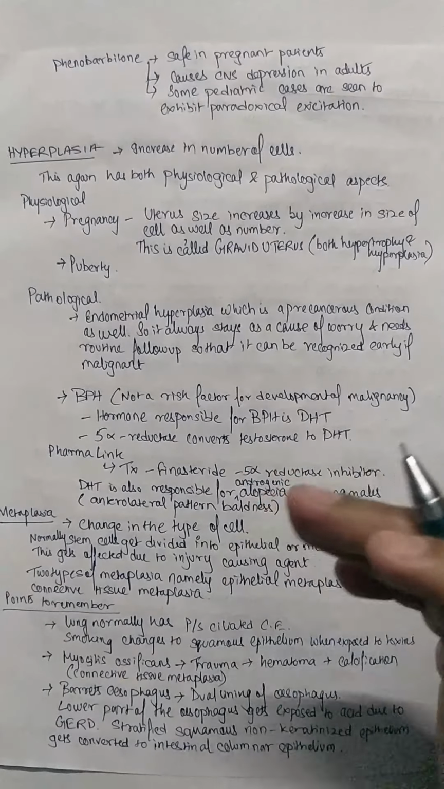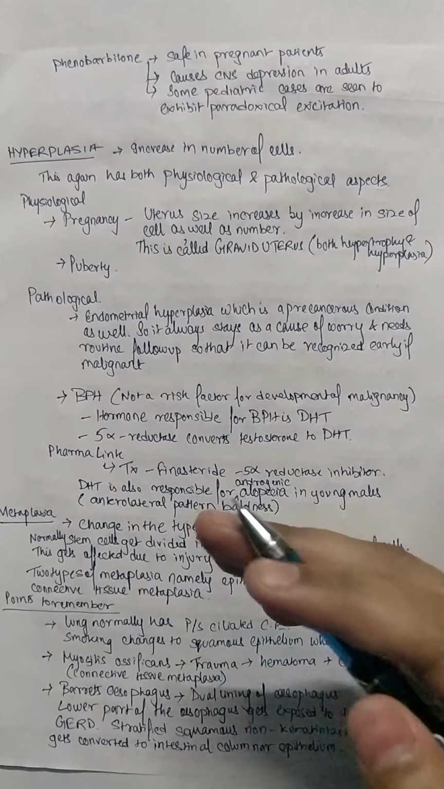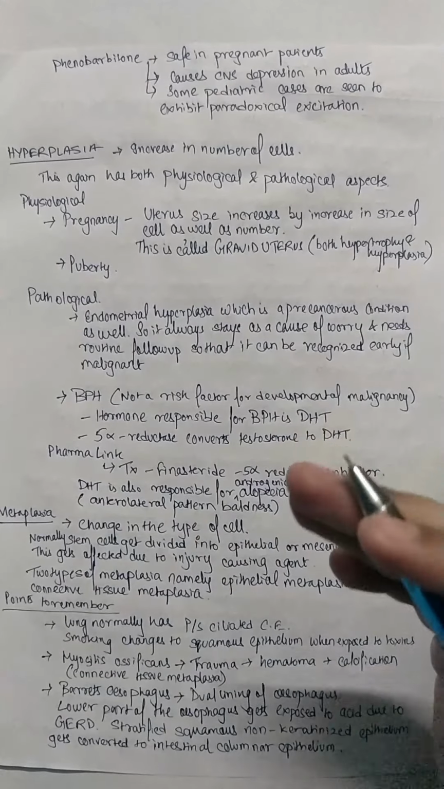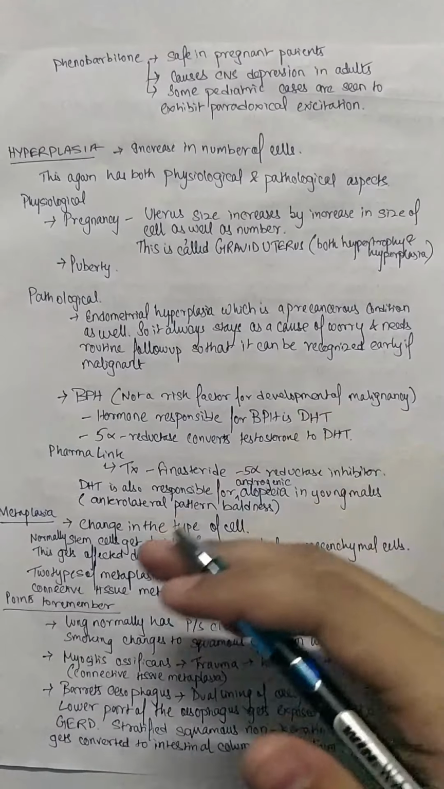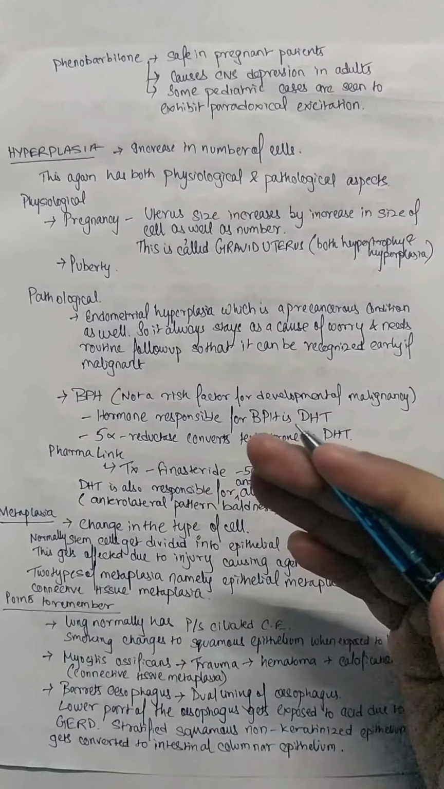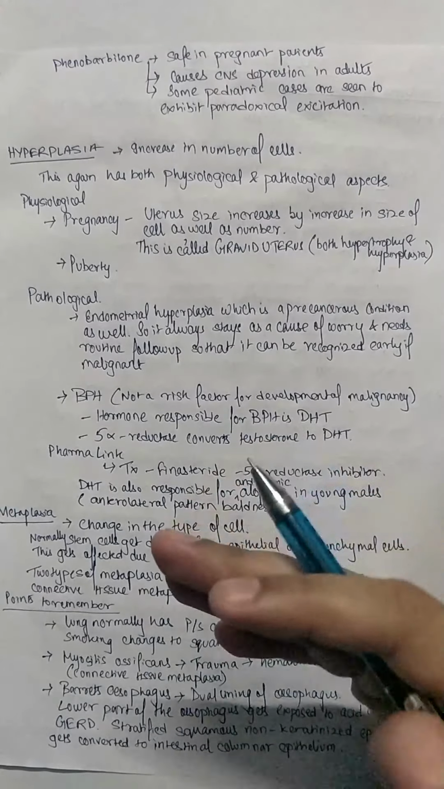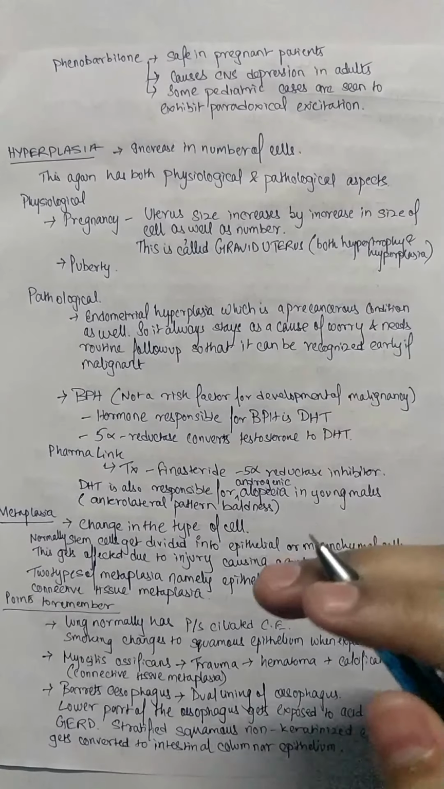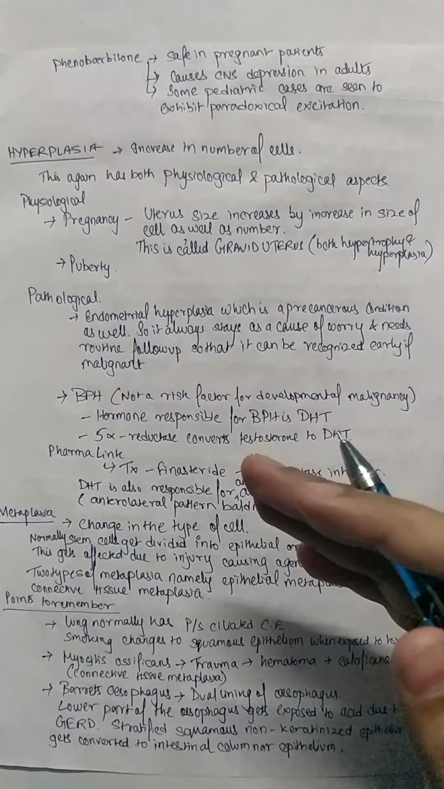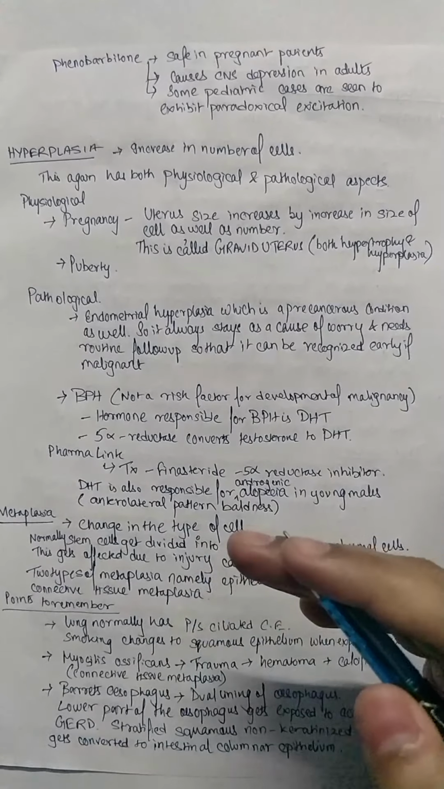Another common pathological example is benign prostatic hyperplasia, BPH. Now, let me tell you, benign prostatic hyperplasia is not a risk factor for development of malignancy because the name tells that it is benign prostatic hyperplasia. So the term benign is there, so there is no chance of malignancy. So considering benign prostatic hyperplasia, we need to keep in mind a few points.